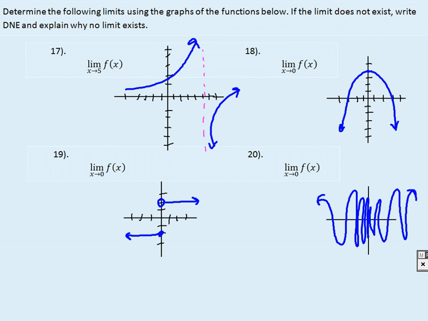We have an asymptote. The left and the right are not going to the same spot. One's going way up, one's going way down. So this limit does not exist. We're going to say this is because it is unbounded behavior.